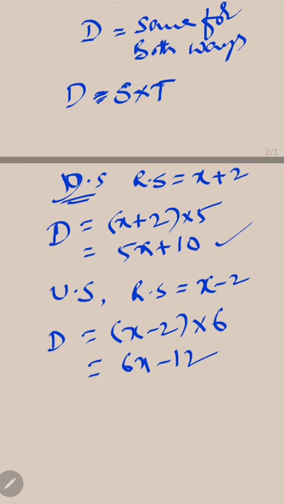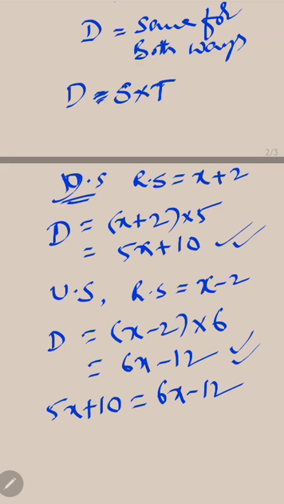I hope you understand. These two are very important steps. 5x plus 10 is the downstream distance and 6x minus 12 is the upstream distance, but both distances are the same. That's the reason we have to equate 5x plus 10 is equal to 6x minus 12. So finally we got the equation. If we simplify this, we'll get the x value, that is the speed of the boat in still water.